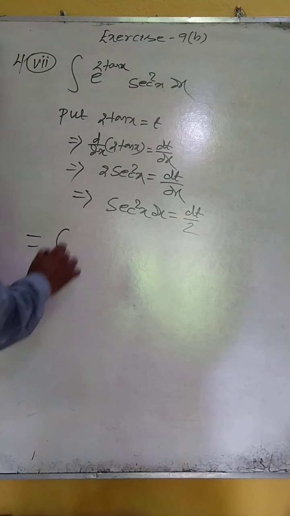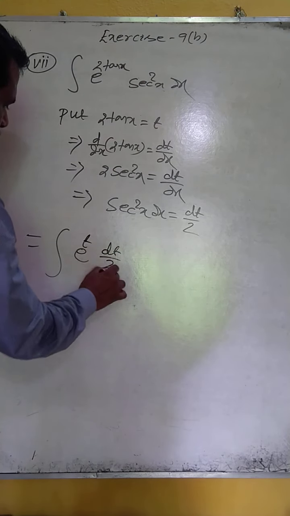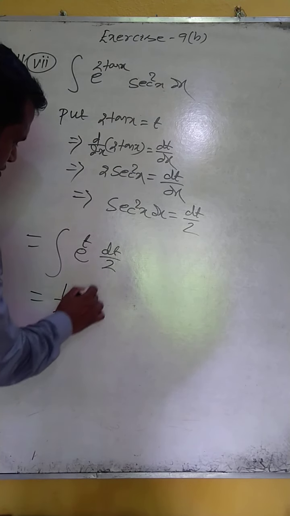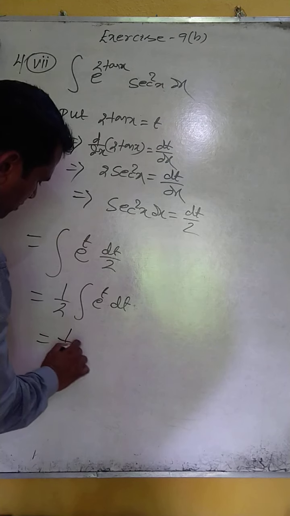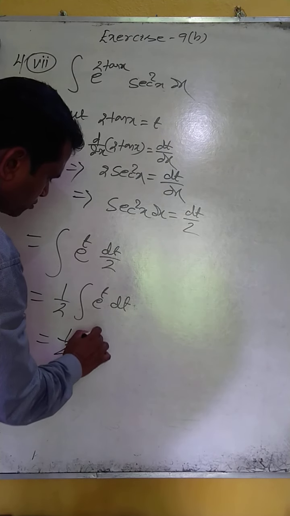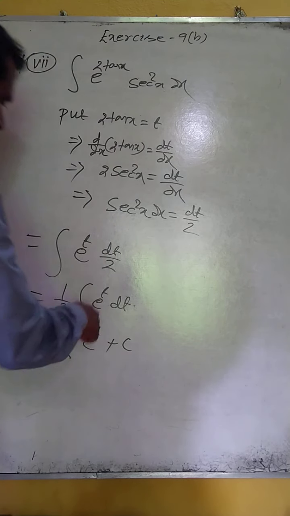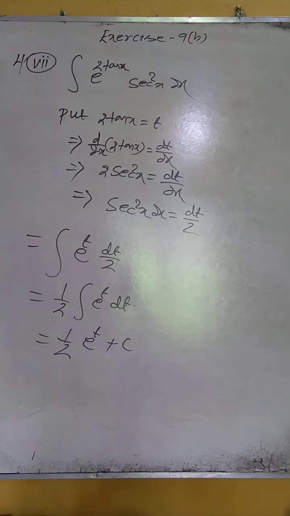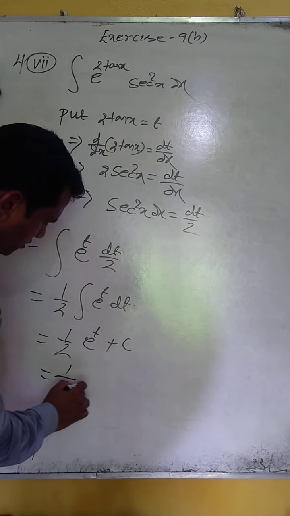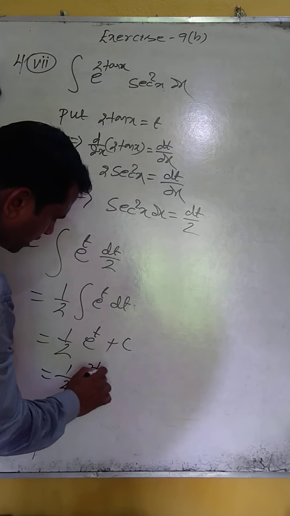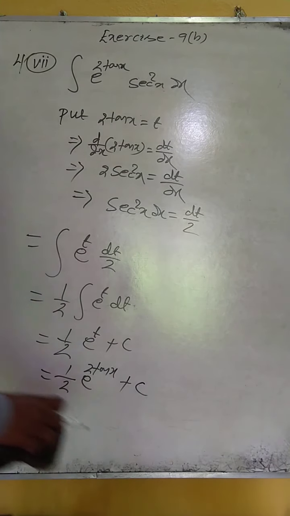So that is e to the power t dt by 2, that equals 1 by 2 integral e to the power t dt, that equals 1 by 2 into e to the power t plus c. You know the integral of e to the power t is e to the power t. So we write 1 by 2 e to the power 2 tan x plus c.